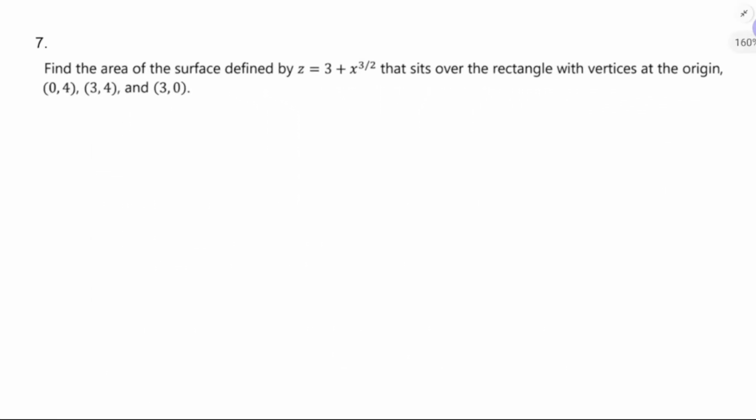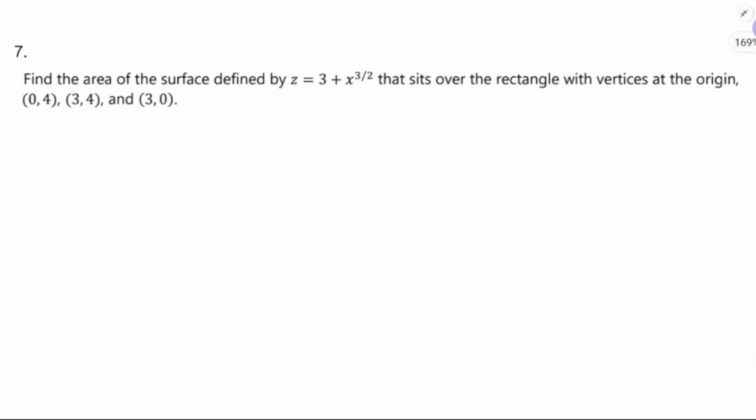All right, now the last two, find the area of the surface defined by this function here that sits over the rectangle with vertices at the origin and these 3 points. Well, I'm going to need to draw that region because I can't quite visualize it. Okay, here's one vertex, 0, 4, a rectangle, 0, 4, 3, 4, 3, 0.